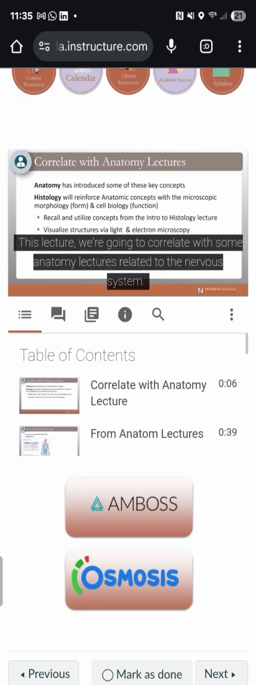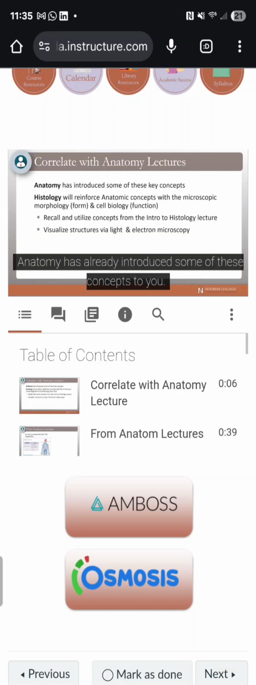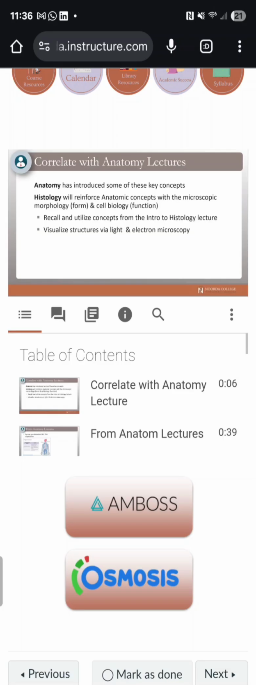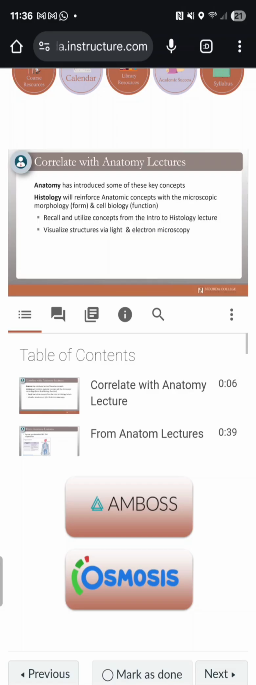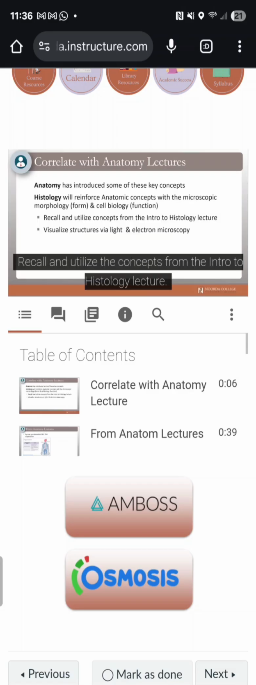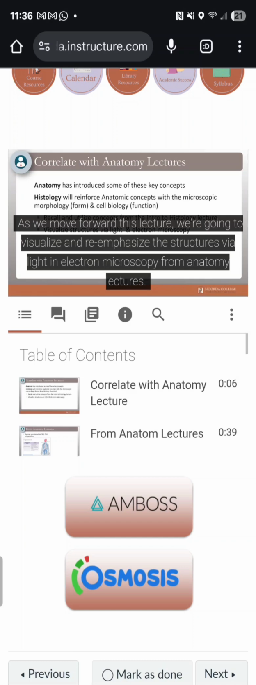This lecture, we're going to correlate with some anatomy lectures related to the nervous system. Anatomy has already introduced some of these concepts to you. Histology will further reinforce these anatomic concepts and emphasize more of the microscopic morphology along with some cell biology. Recall and utilize the concepts from the Intro to Histology lecture as we move forward. This lecture, we're going to visualize and re-emphasize the structures via light and electron microscopy.